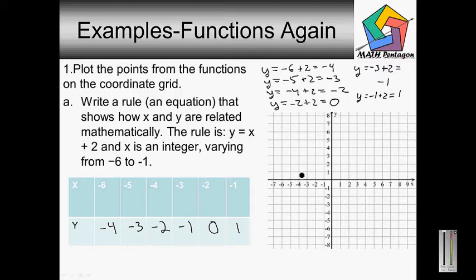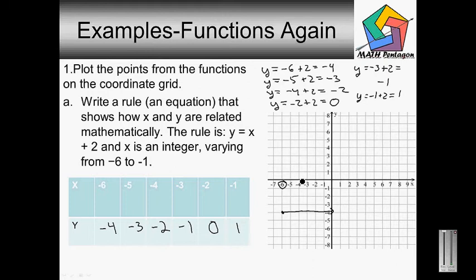So let's first find negative 6 as our x coordinate, and we have it right here. Now our y is negative 4, so we have to move 4 spaces down, and we plot the point right here. As you can see, it matches with the negative 4 right here. So we put a point right here.